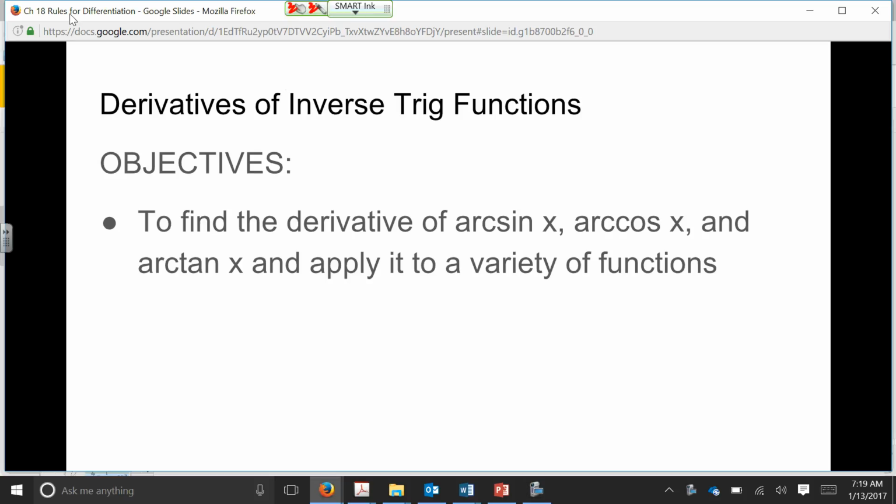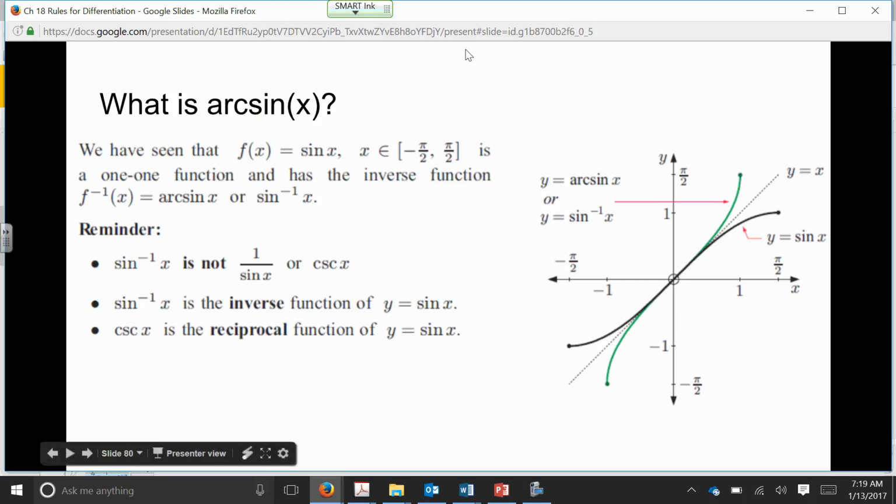Today we're looking at the derivative of inverse trig functions. We're going to explore where they come from and how we can use them in a lot of different problems here. So we're going to start off just recalling what we mean by the inverse trig functions.